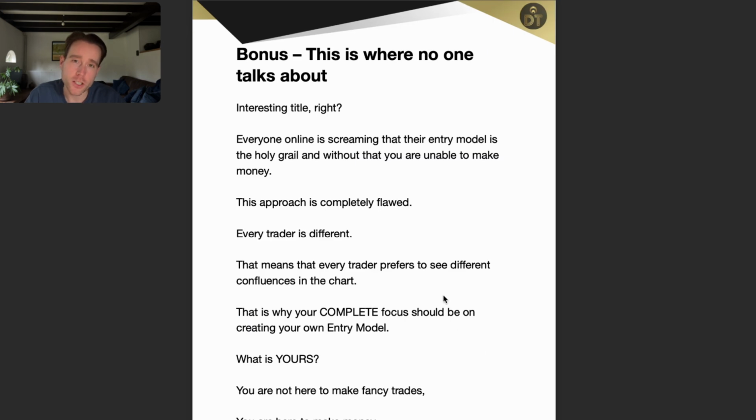And I want to share something nobody's talking about. And it's a little clickbait title, but everyone online is screaming that their entry model is the holy grail, and without that, you're unable to make money. And I think that approach is completely flawed. And why? Every trader is different. That means that every trader prefers to see different confluences on the chart. That is why your complete focus should be on creating your own entry model.